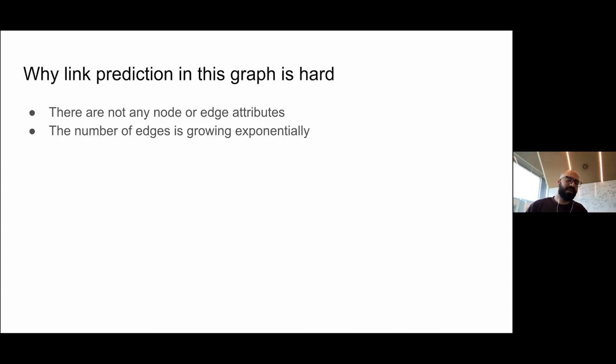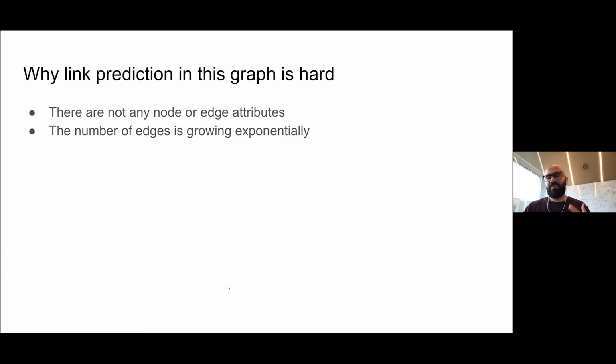And so why is link prediction in this kind of graph very hard? One of the reasons is that we don't have any node or edge attributes that, for example, a graph neural net can make use of. We don't know which concept is which in the real world. We don't know whether it's document classification, deep learning or anything. Also, we don't know anything about the edges. We don't know which paper it was, which title it was, where it was published or anything.